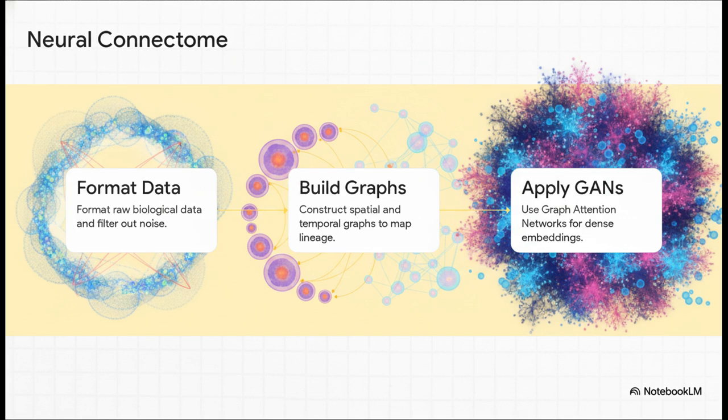This is where we map out where the cells physically are and their lineage over time, literally connecting mother and daughter cells. And step 3, we apply graph attention networks. This takes all that messy, sparse data and converts it into dense embeddings. This allows the AI to learn exactly how and why those neural connections form over time.